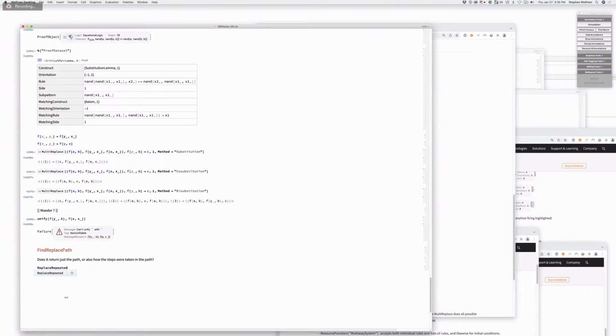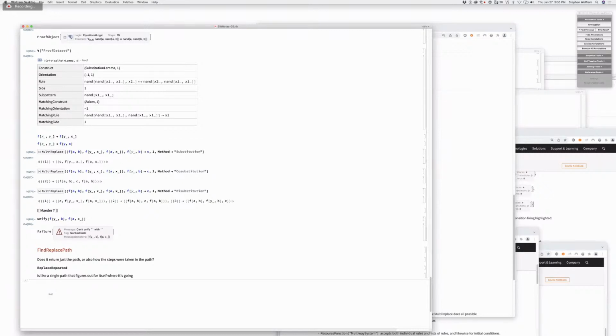So replace repeated is like a single path, a single virtual path that figures out for itself where it's going. The point about find replace path is you specify an endpoint. The different kind of computation that is more like our usual computation is a find replace path with no endpoint specified, because that's the case where you're just generating a multiway graph.